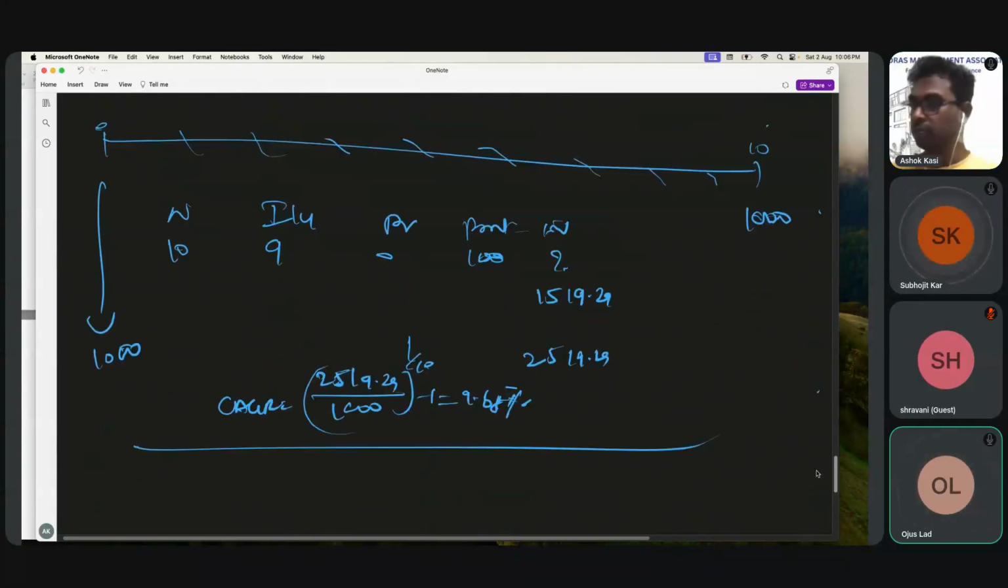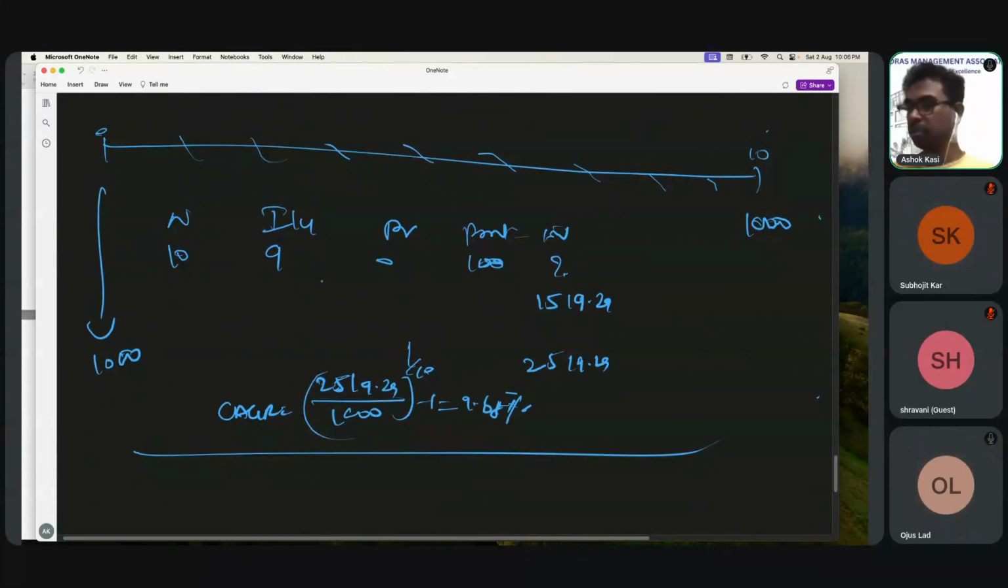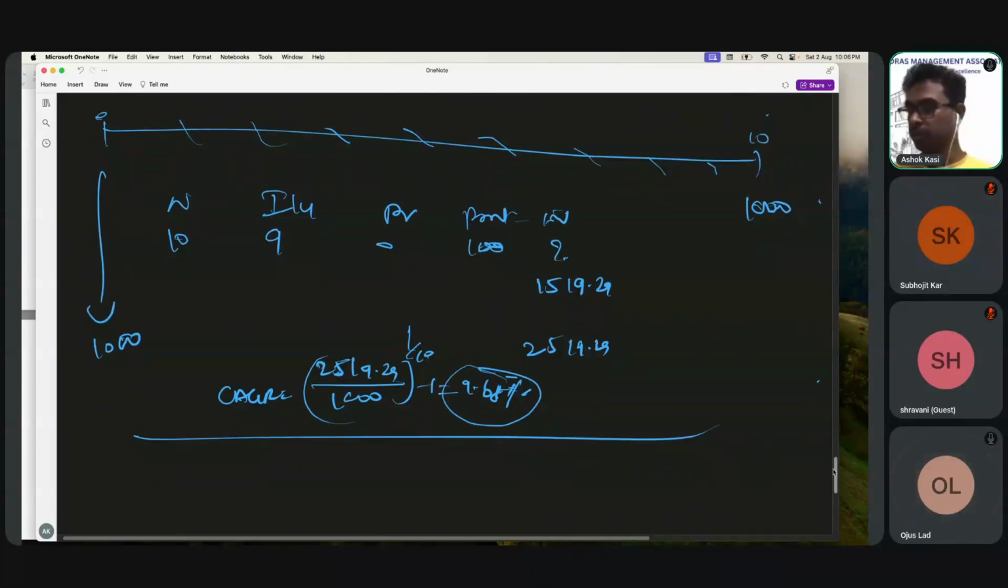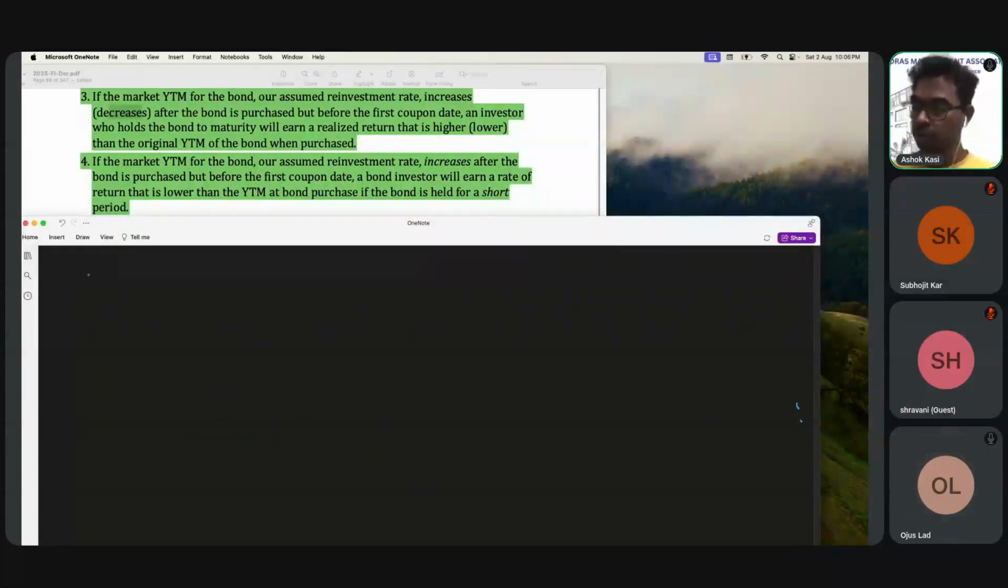So far, the intuition was also working. If I'm reinvesting at the lower rate, I'm getting less return. If I was reinvesting at the higher rate, I'm getting a higher return. So that is intuition. Now this fourth one is counterintuitive. So just go through this. You read this now.